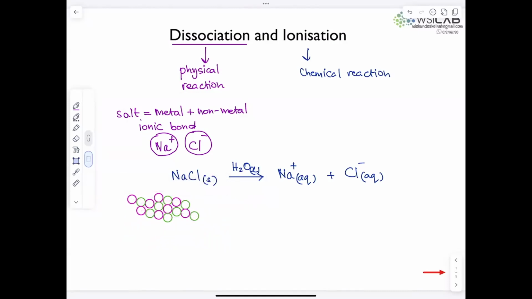Let's put it there. Okay, so the chlorine is green and the sodium is pink, for instance. So what happens, these are water molecules.